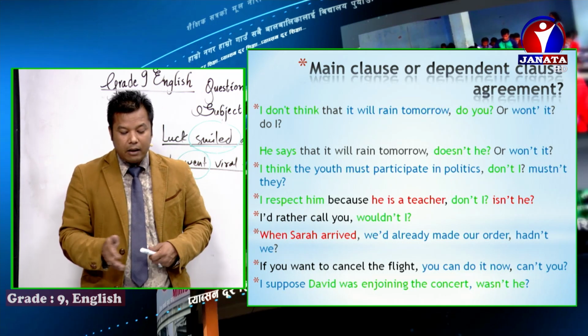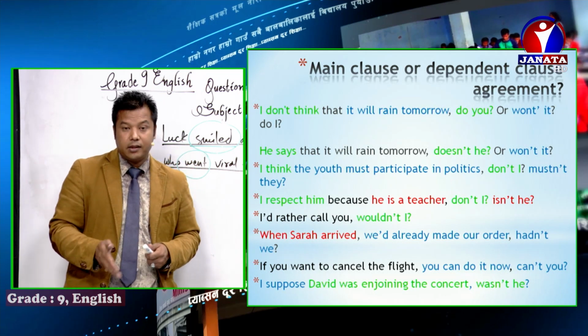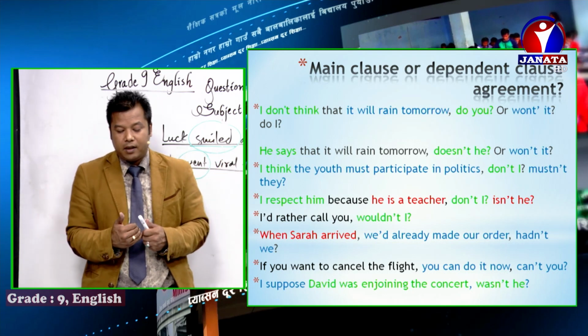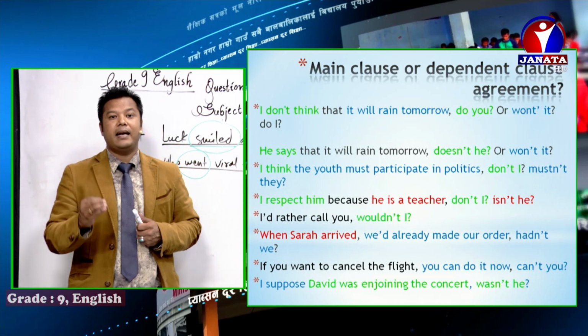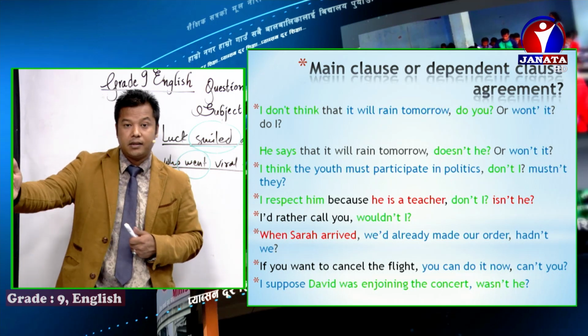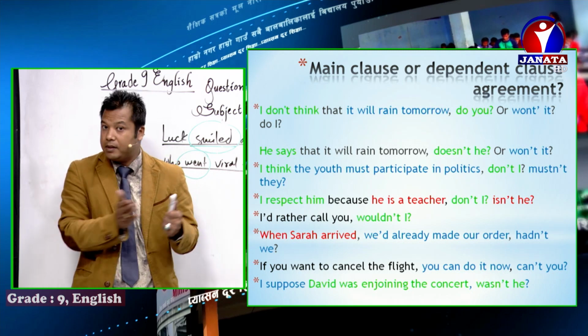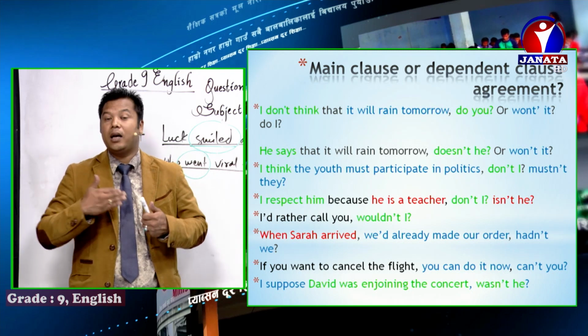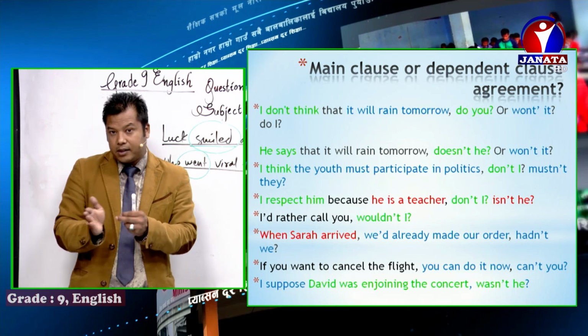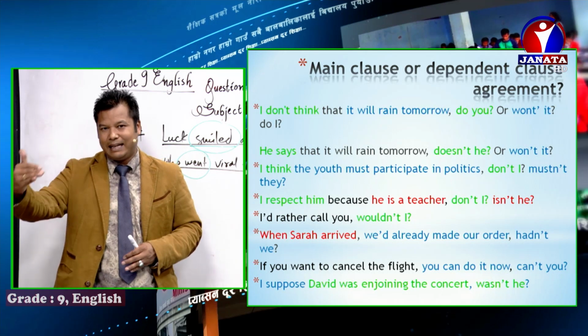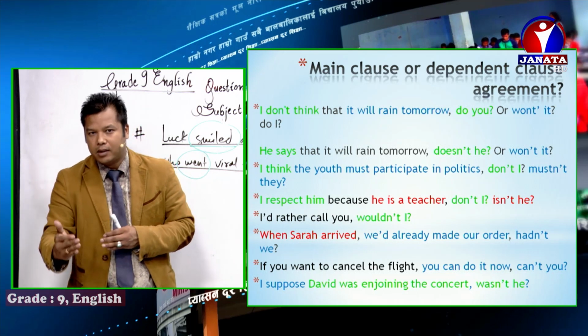All right? Now, I respect him because he's a teacher. Two sentences, similar example. See, I respect him because he's a teacher. What is the main idea that I'm sharing? Is it that he is a teacher, or I respect him? Which is the main clause? I respect him is the main clause because it's clearly understood. But if I say because he's a teacher, it's a partial sentence. It's not a complete sentence. It's the secondary, dependent clause, subordinate clause.